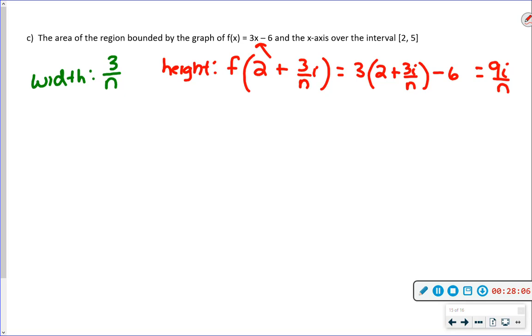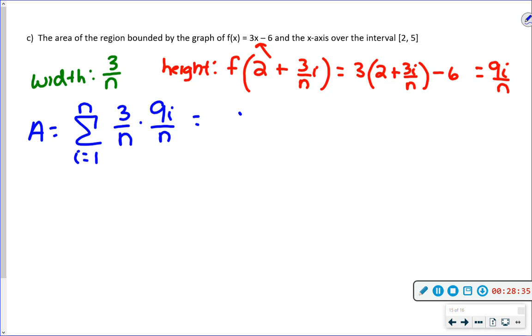Okay, so we've got our width, we've got our height, we're ready to go. So we're going to start with the summation, because we want to add up all the rectangles. I'm going to try to draw these a little better today. No promises. And of course, my width times the height. Now, yes, I know you could just multiply that together and make it 27i over n squared. I'm well aware.